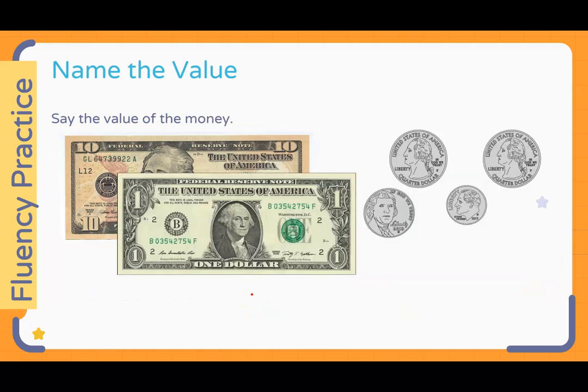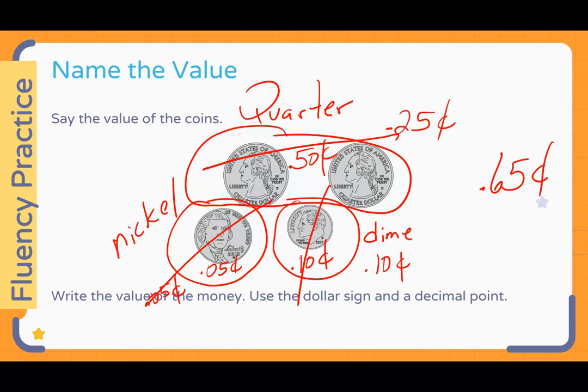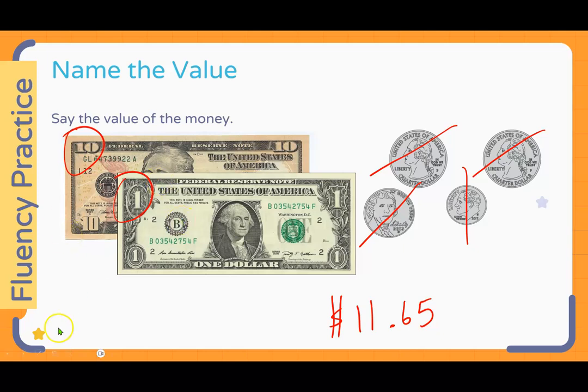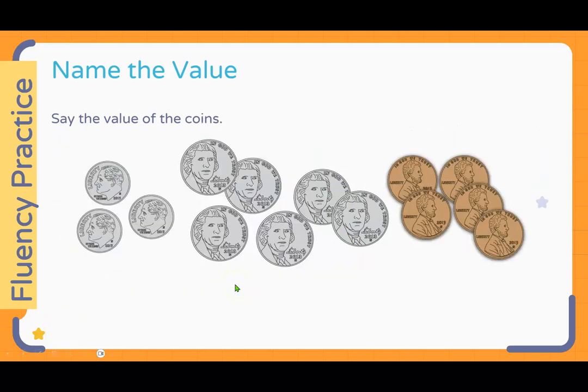Okay. Now they want to know the value of all of it. Well, I know over here I had 65 cents, and here I have $11. $11.65. Let's make sure. 25, 50, 60, 65, 10, 11. There it is. $11.65. Okay. Let's get that one.